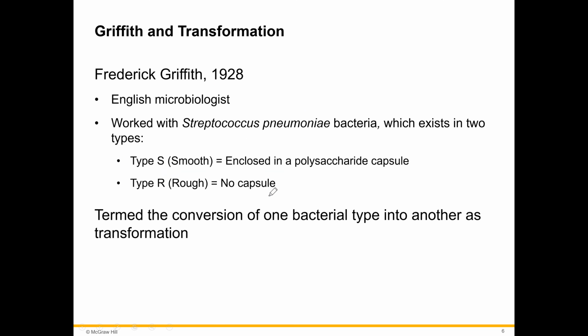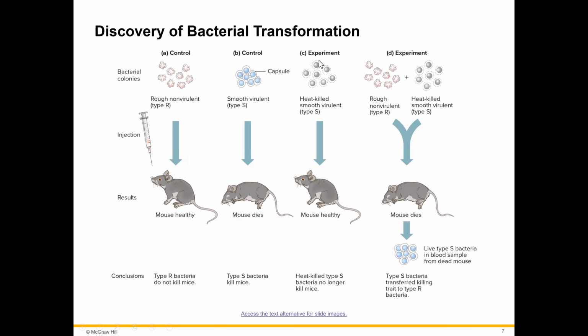Griffith termed the conversion of one bacterial type into another a transformation. So he discovered this process and named it transformation, when one bacterial type became another bacterial type, when type R became type S. So how exactly did this happen? Let's look at Griffith's experiment.